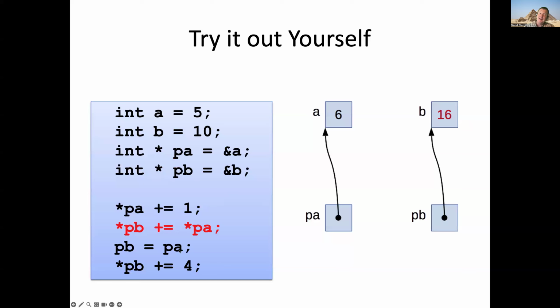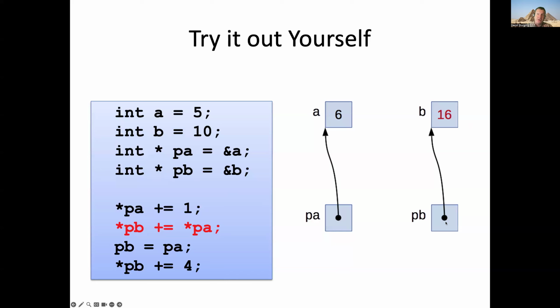What do I do next? Well, here I'm taking PA and I'm copying it to PB. I didn't put a dereference in front of either of these. So that's just going to copy whatever is in PA. That's the address of an int, and it's going to copy that over PB. So PB is going to get that same address.